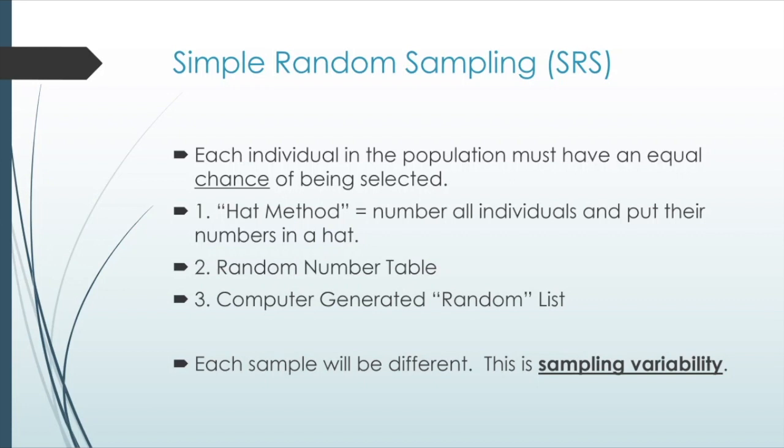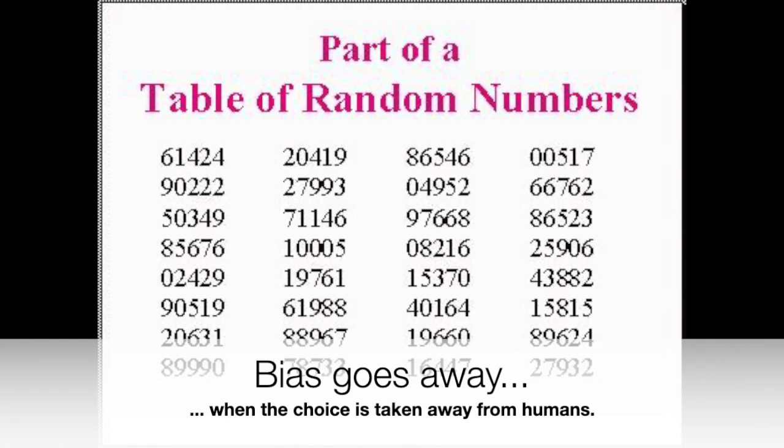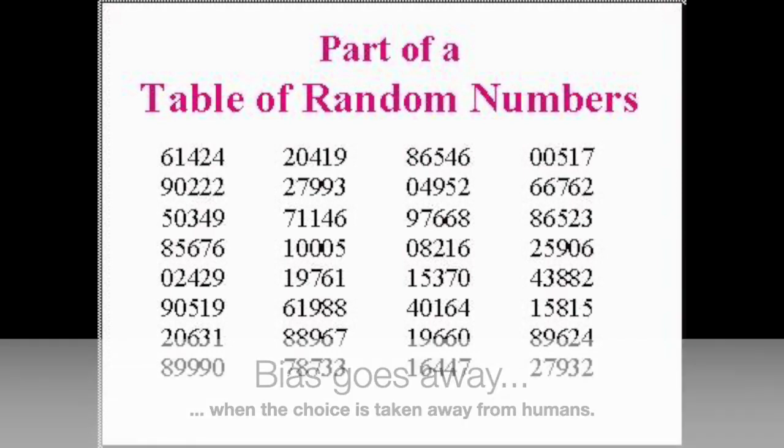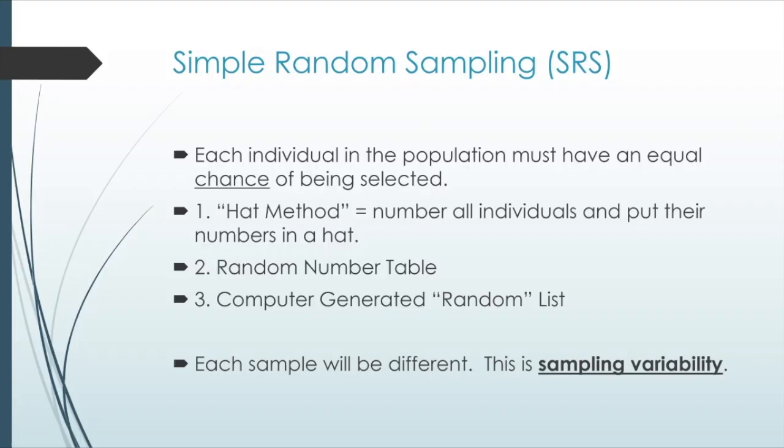Another thing we can do is a random number table. The back of your textbook has a random number table. Almost every statistics textbook has one, and it would be the same idea. We're going to number all the individuals, and we're going to let the table do the selecting. The third way you could do it would be to generate a list from a computer and let the computer do it through its random number generator, its internal function that will do that for you. Each sample, though, is going to be different, and this is just an example of sampling variability.